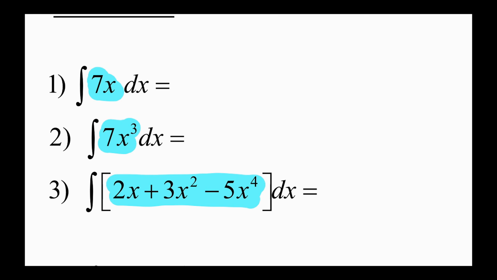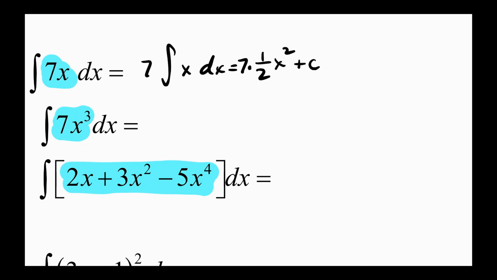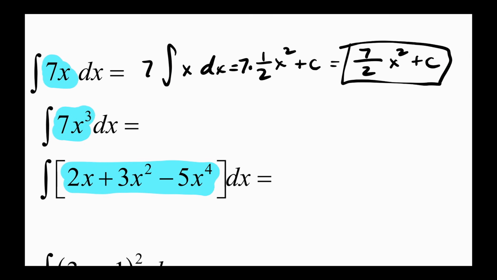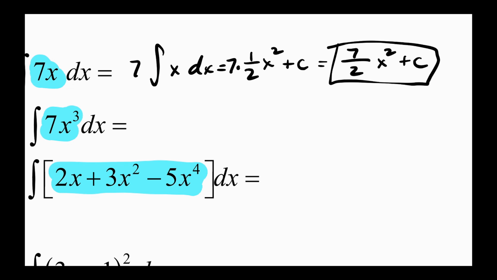Okay? So 7x. You can move the 7 to the front, or you can just do the power rule the way it is, right? We can move the 7 to the front and do it this way. You'll get the same answer. Because if I did it this way, I would get x squared divided by 2, or 1 half. And then multiply the 7 times that, which is 7 over 2 x squared plus c. Or probably what most of you did was you didn't do that. You just took 7x, added one to the power and divided, right? That works too. Either way.